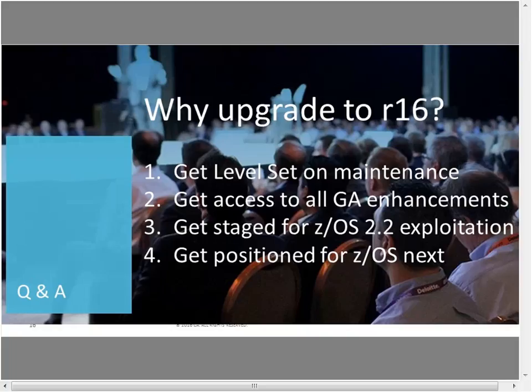And third, get staged for z/OS 2.2 exploitation. You may not be exploiting z/OS 2.2 now. You may have moved to it, installed it on test systems, and haven't really bothered to check out any of the new security-related features. So you're going to want to get staged for any z/OS 2.2 exploitation that you're choosing to do. And number 4 is get positioned for the next release of z/OS. And certainly you're going to want to be at R16 at a minimum, to tolerate that next release.